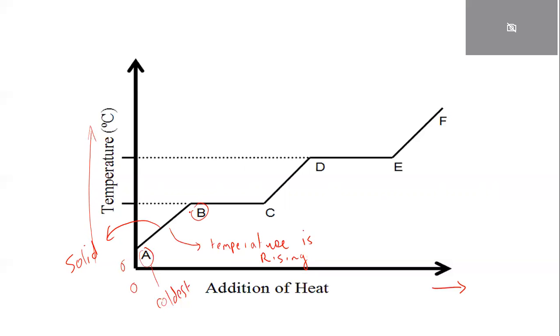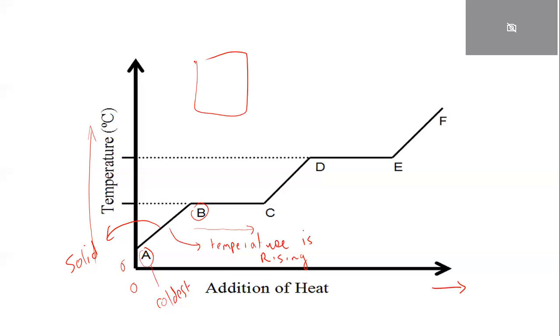Something strange happens when we get to B. Between B and C, heat is still being added because we are moving this way along the x-axis. Heat is still being added. The temperature has stopped going up. This is because the heat that is being added at this stage is not being used to increase the temperature. Instead, it needs to be used to separate the forces of attraction between the particles.